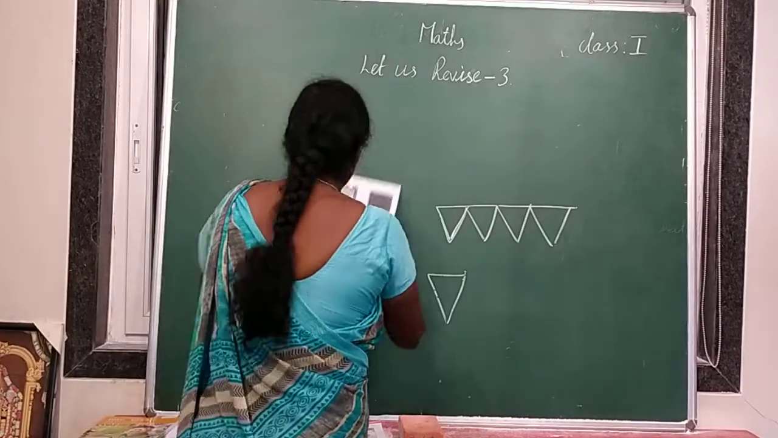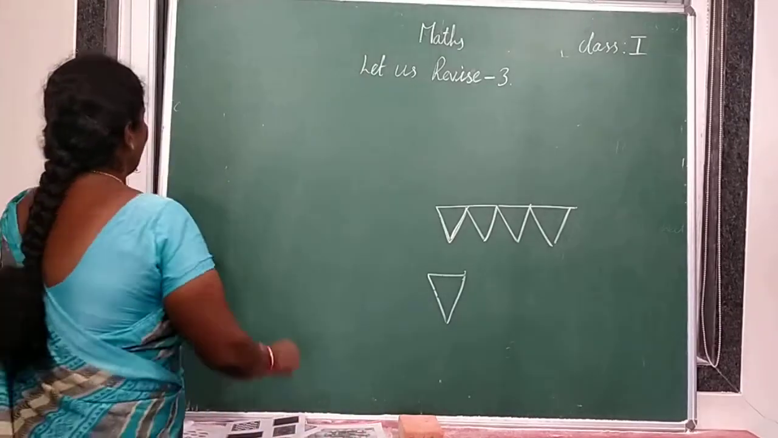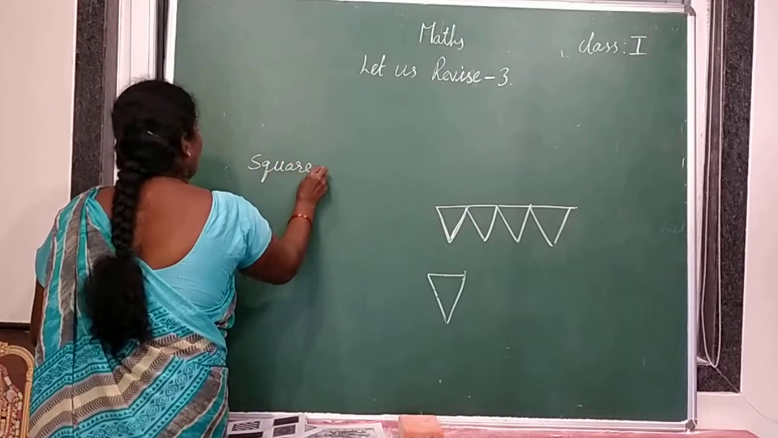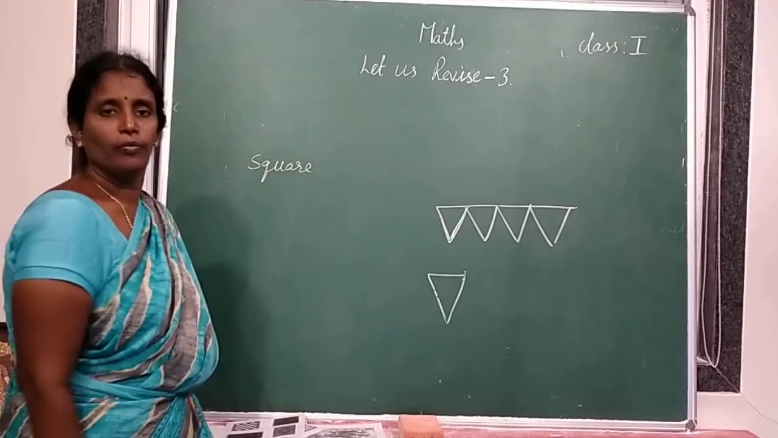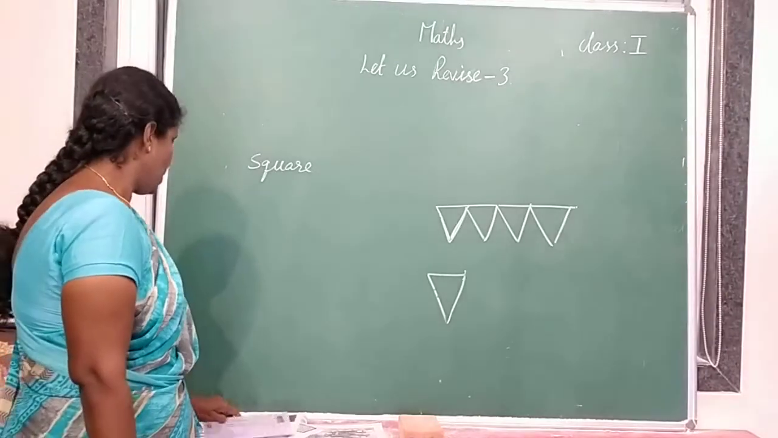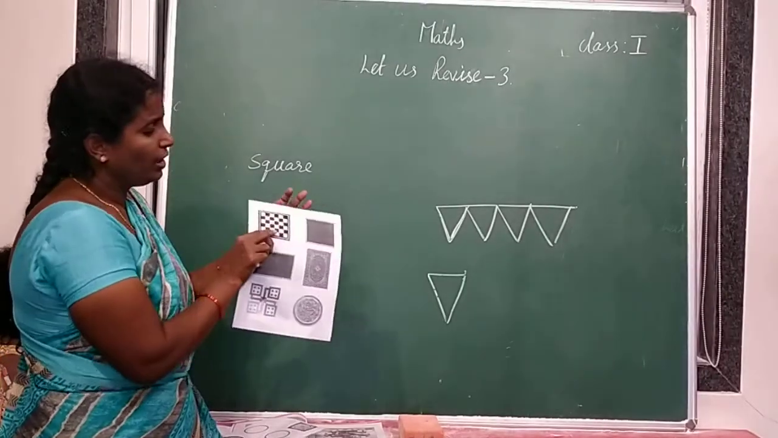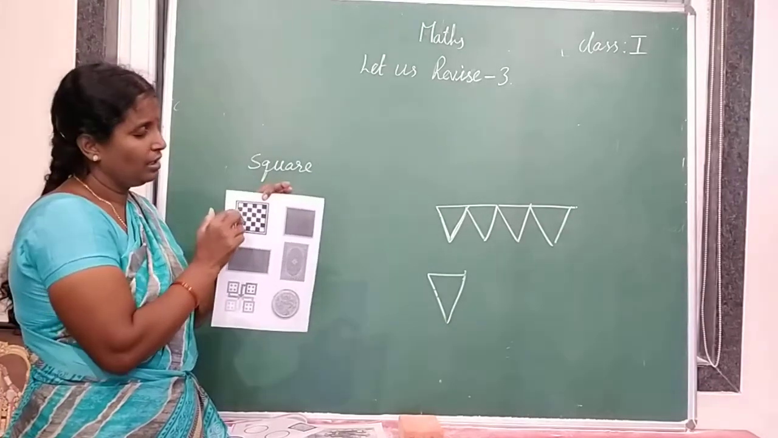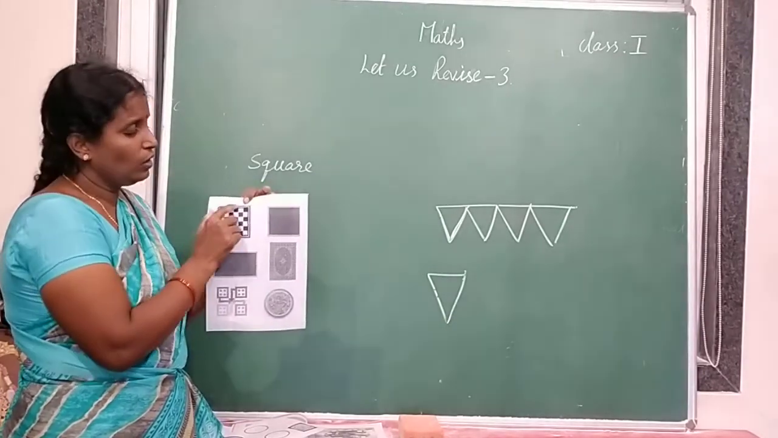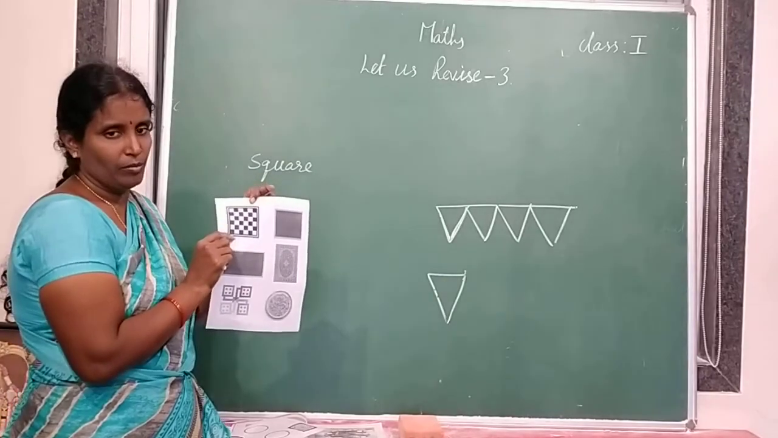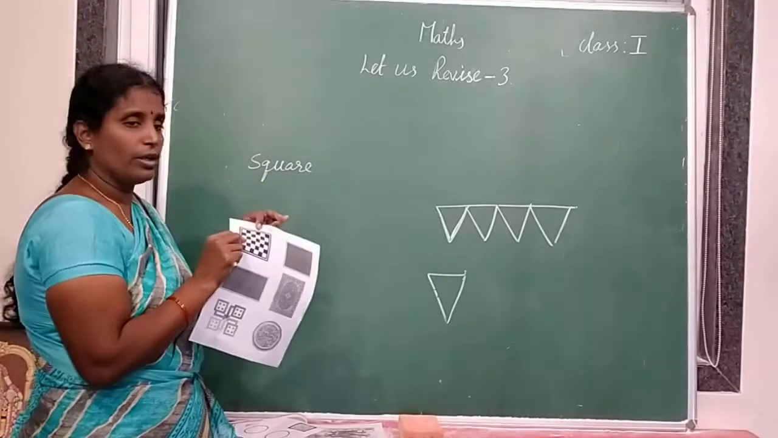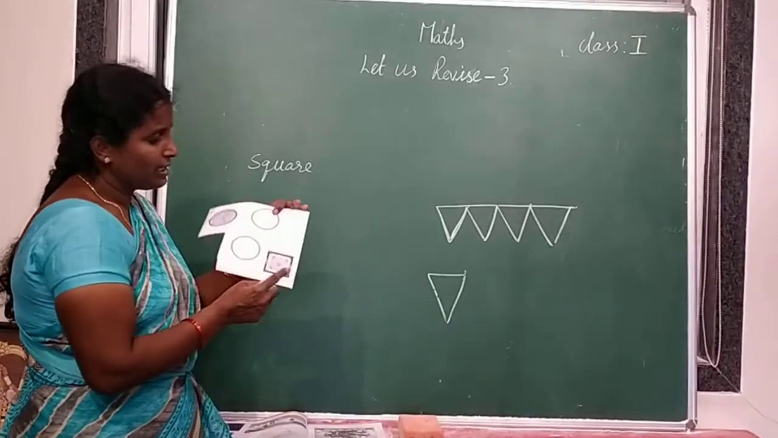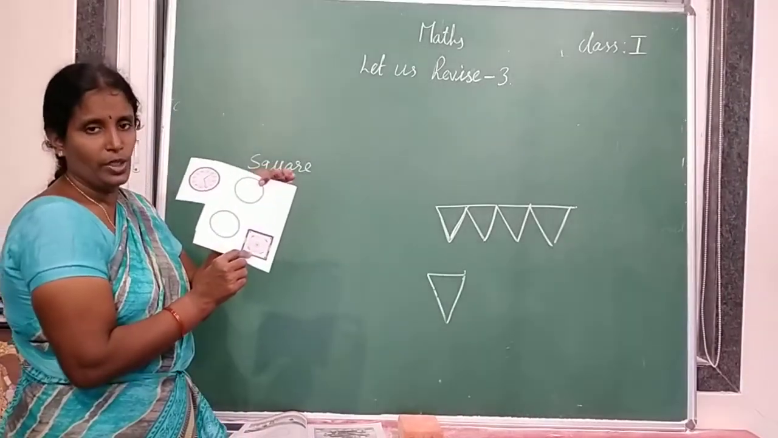Can you give some examples of square? Which objects are in square shape? What is this? This is a chessboard, no? So it looks like a square. So chessboard. Next, this is also in square shape.